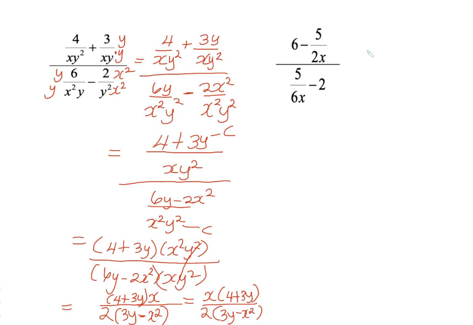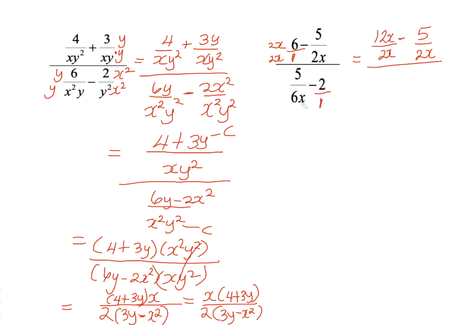Let's try this one. I'm going to make this a fraction. I'm going to put it over 1. So my LCD is just going to be 2x. This is already 2x, so that 5 is going to stay. However, here I need to make the 1 a 2x, so I'm timesing by 2x, top and bottom. So this will be 12x.